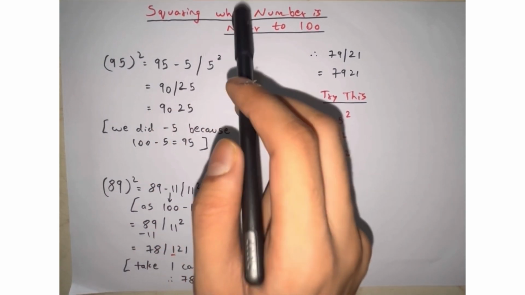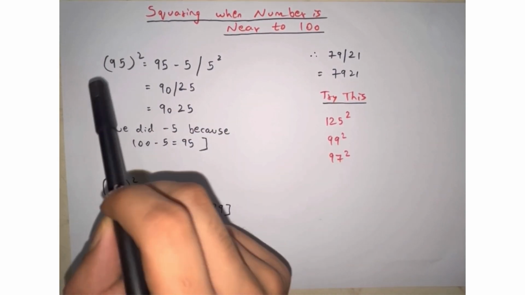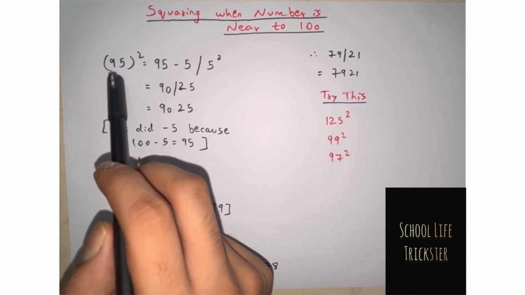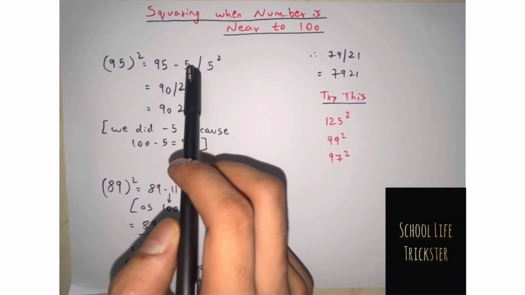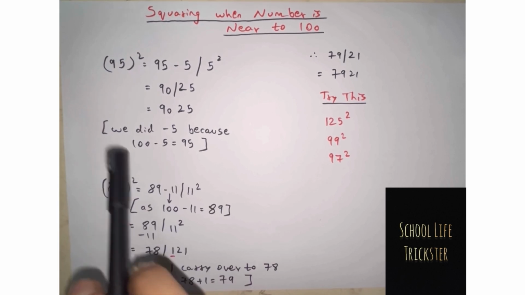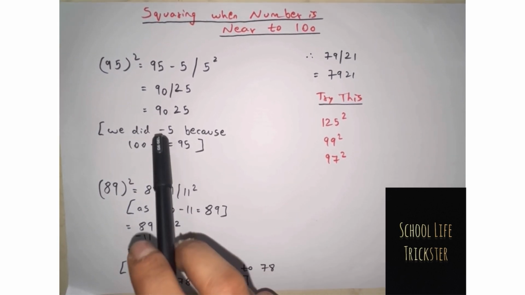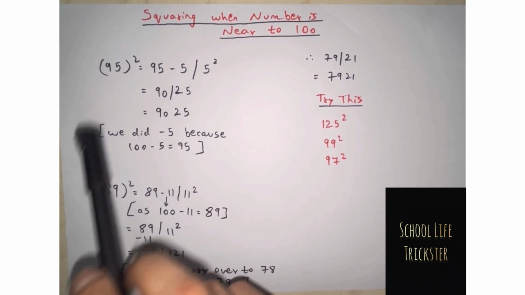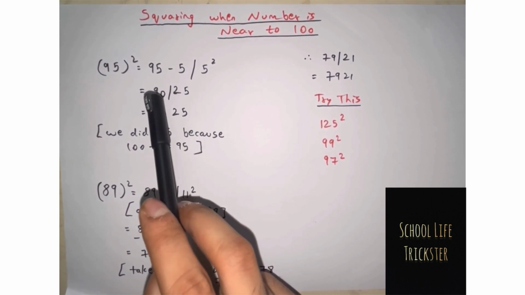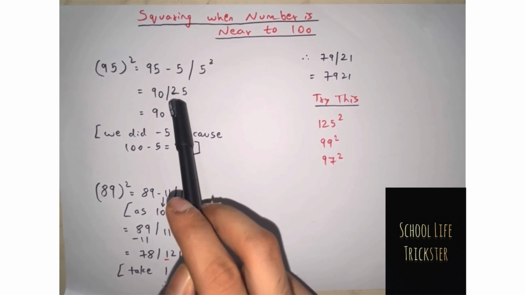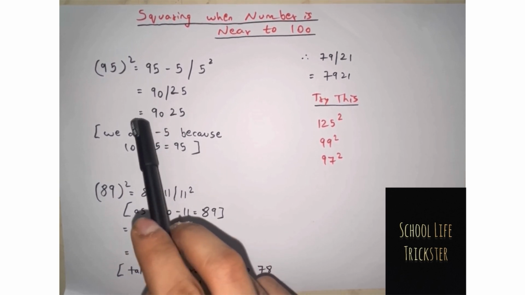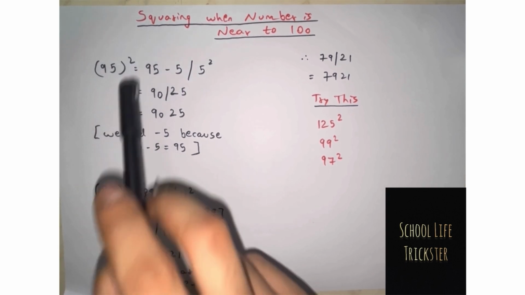Now squaring when the number is near to 100. Now 95 square. So 95 is near to 100, so we write 95 as it is and minus 5. Now what is this minus 5? Now 100 minus 5 is 95, so we write minus 5 over here and we take 5 square as it is. So 95 minus 5 is 90 and 5 square is 25, so we write 9025. So 95 square is 9025.